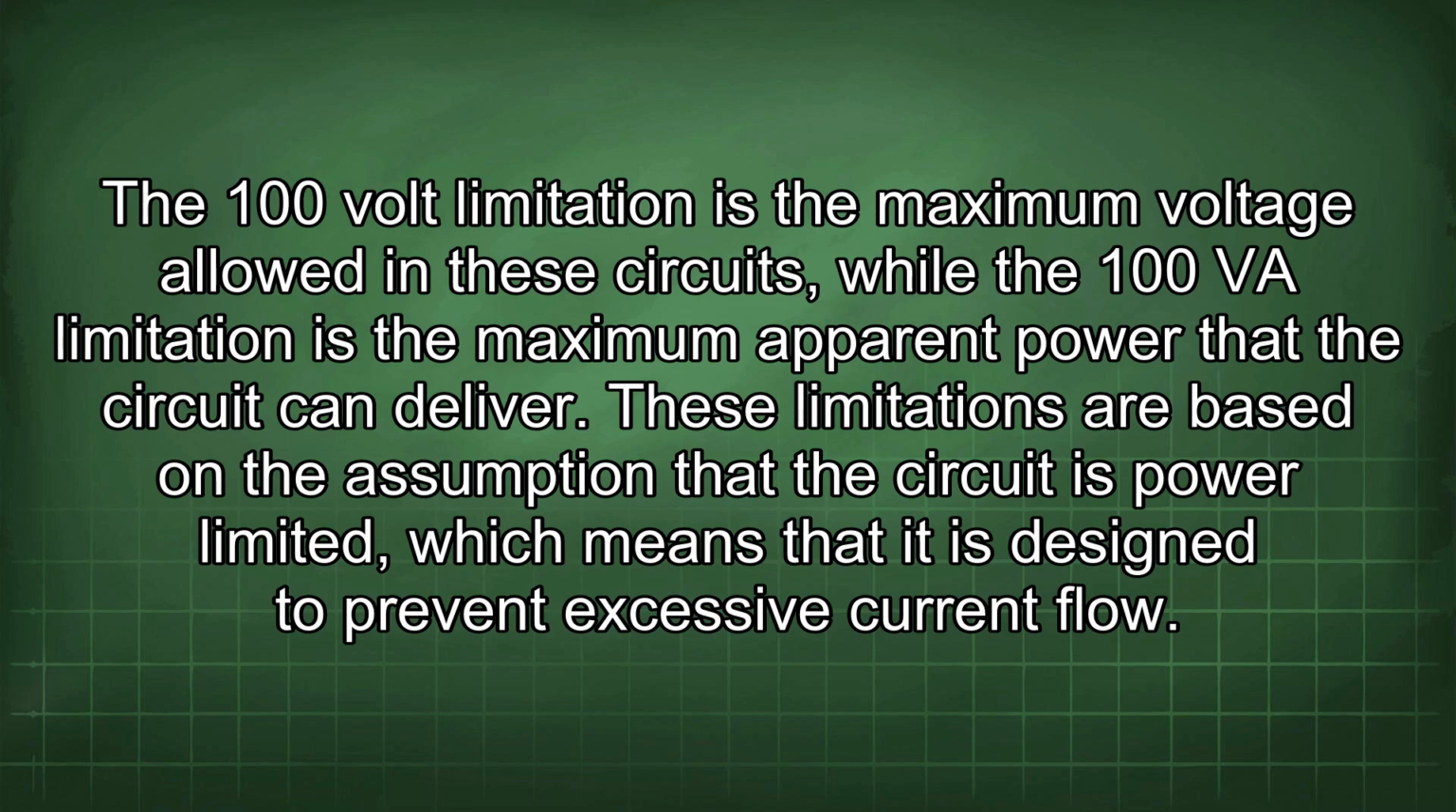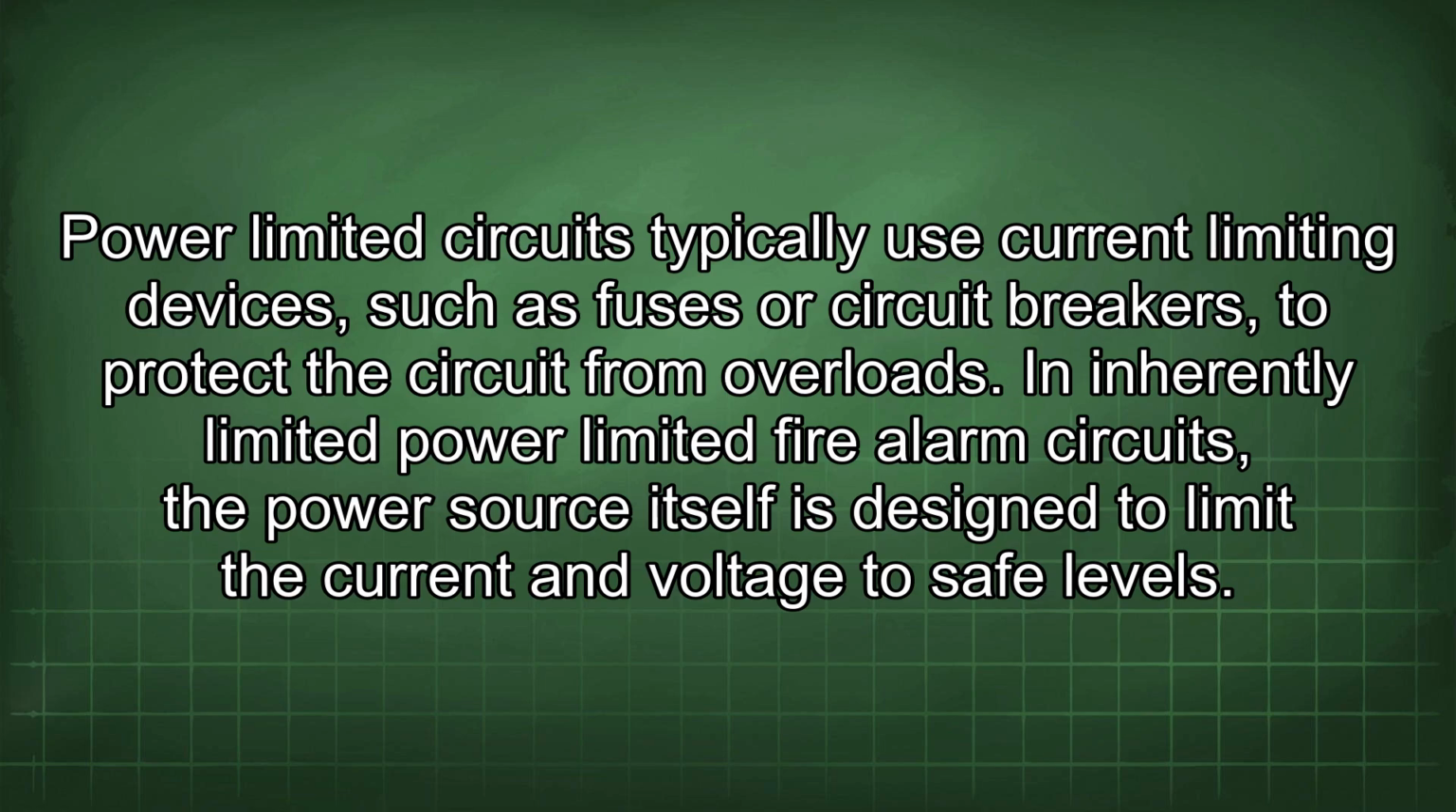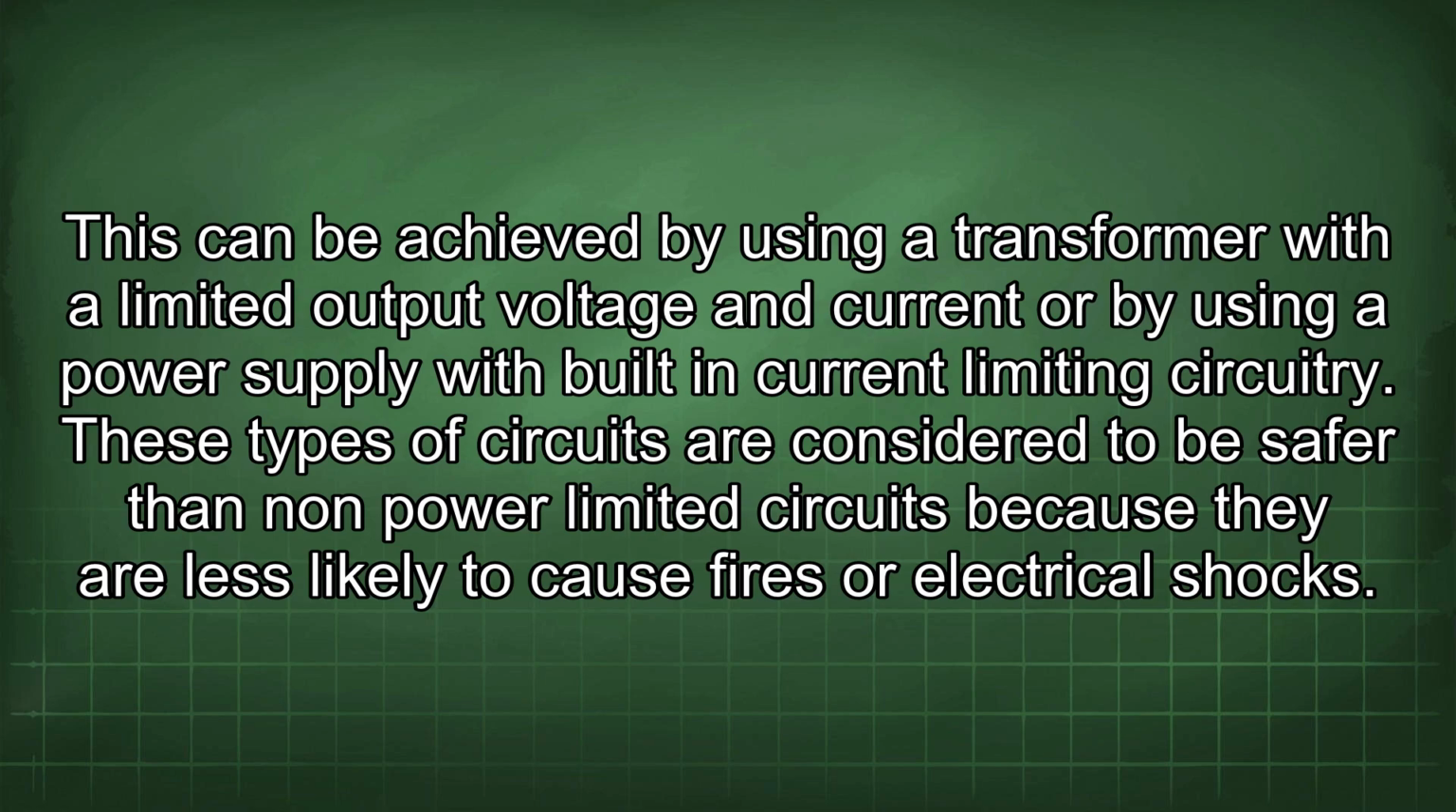These limitations are based on the assumption that the circuit is power limited, which means that it is designed to prevent excessive current flow. Power-limited circuits typically use current-limiting devices, such as fuses or circuit breakers, to protect the circuit from overloads. In inherently limited power-limited fire alarm circuits, the power source itself is designed to limit the current and voltage to safe levels. This can be achieved by using a transformer with a limited output voltage and current, or by using a power supply with built-in current-limiting circuitry. These types of circuits are considered to be safer than non-power limited circuits because they are less likely to cause fires or electrical shocks.